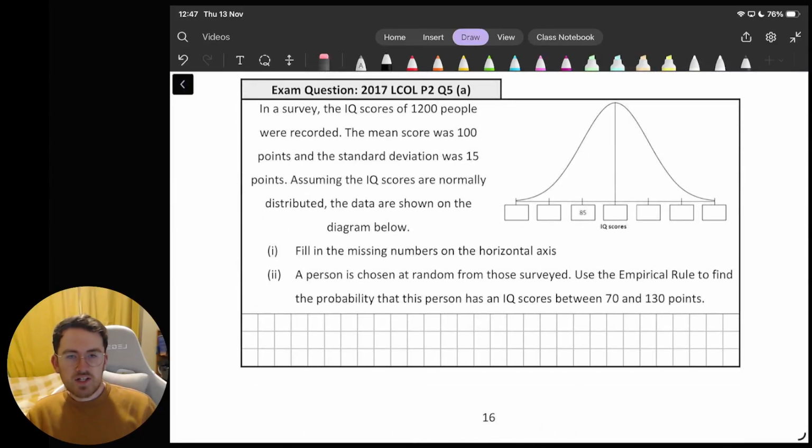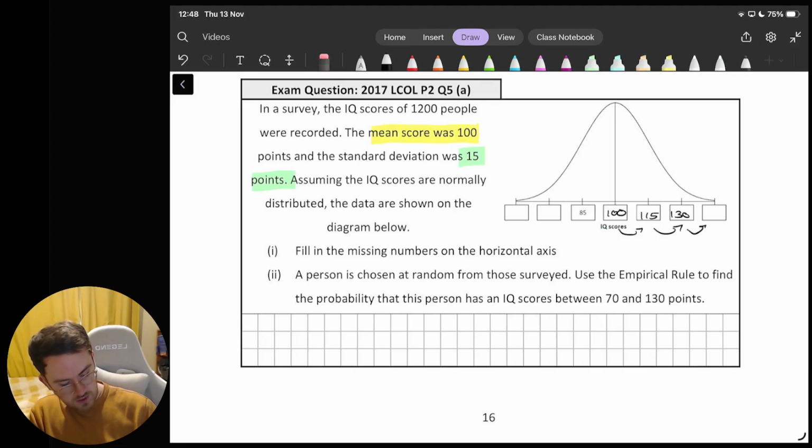Let's look at another example. In a survey, the IQ scores of 1,200 people were recorded. The mean score was 100, so I'll fill that in as we go. The standard deviation was 15. So we're going up in 15s here. So let's go up to 115, up again, 130, up again, 145, down to 85, which is great because that does line up with what we have, down to 70, and down to 55. So we've filled in the missing numbers. A person is chosen at random. Find the probability this person has an IQ score between 70 and 130.